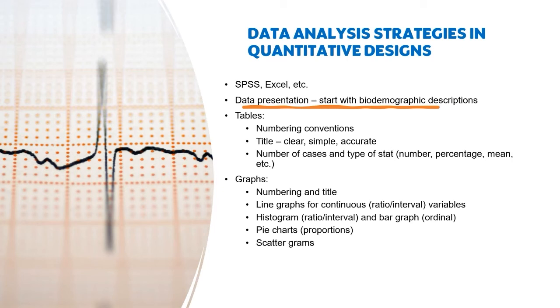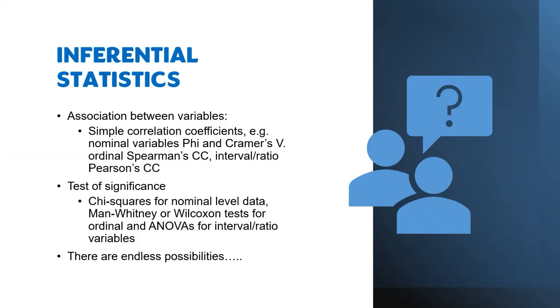In terms of graphs, again, understand from your supervisor what the numbering and title conventions are. Line graphs are used for continuous variables at the ratio or interval level. A histogram is used at the ratio or interval level. A bar graph for ordinal data, pie charts for proportions, and scattergrams for your inferential statistics. Inferential statistics is anything beyond your basic descriptive statistics.